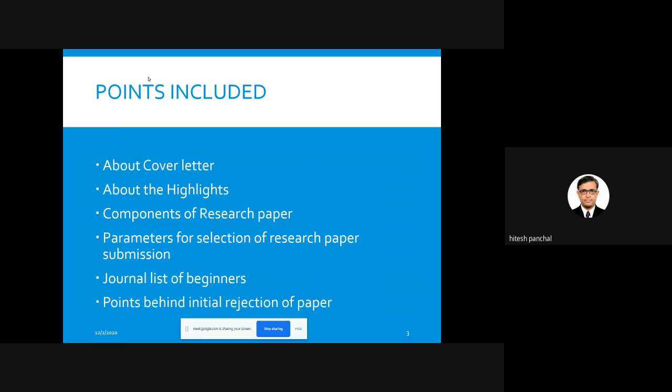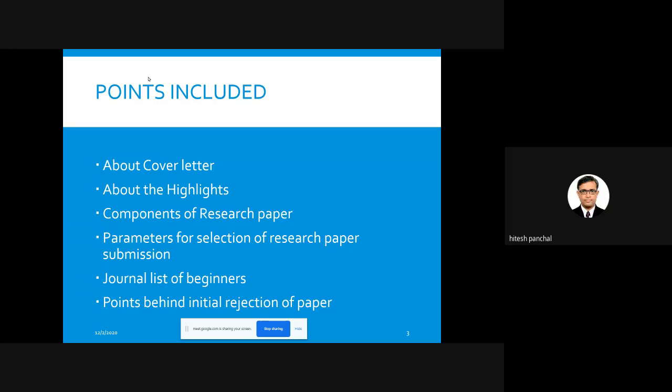Now, in today's topic, I am going to deliver my talk on different points, like the cover letter. It is very important because whenever you submit your paper, the editor-in-chief, first of all, he or she will see the cover letter. After reading the cover letter, he or she can easily understand your research work. So whether the paper is sent for review or not is always based on the cover letter. That's why I will share how you should prepare the cover letter.